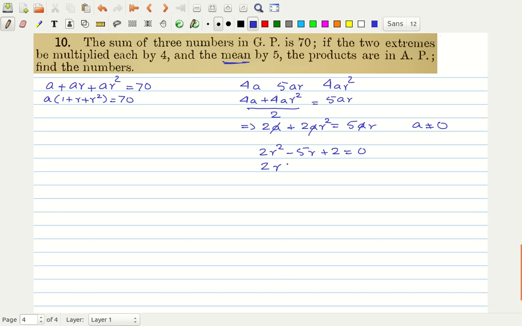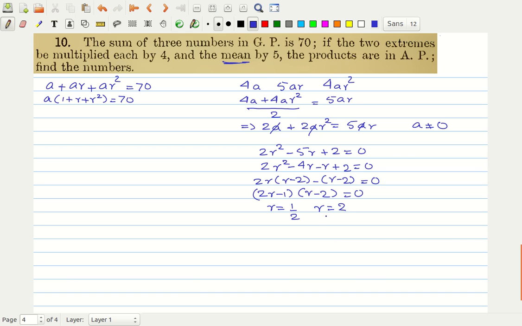This is 2R square minus 4R minus R plus 2 is equal to 0. So you have 2R times (R minus 2) minus (R minus 2) is equal to 0, and if you factorize this, this becomes (2R minus 1) times (R minus 2) is equal to 0. Like always, we get two possible values of R. R can be equal to 1 by 2 or R is equal to 2.